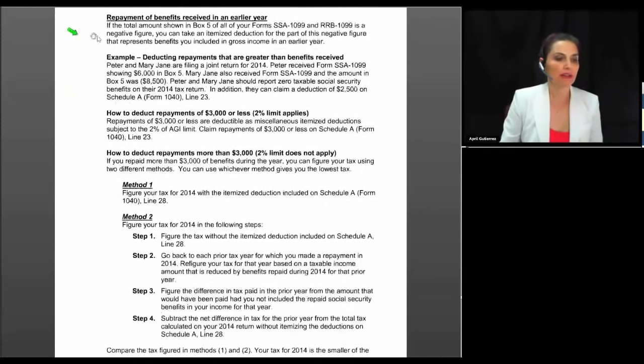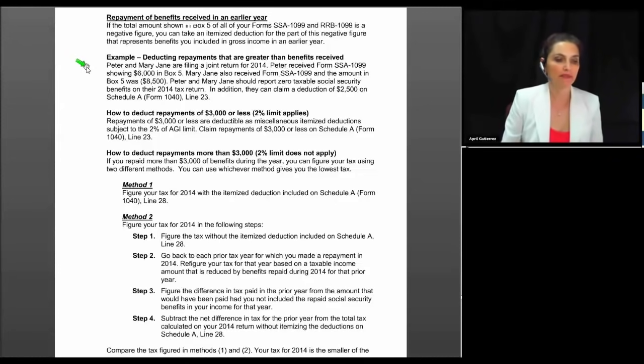So, repayment of benefits that you received during an earlier year. If you receive a Social Security statement with an amount shown in Box 5 that is a negative number, then you can take an itemized deduction for the part of this negative figure that represents benefits that you included in your gross income in an earlier year. And here is an example.